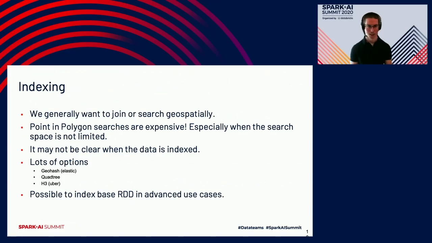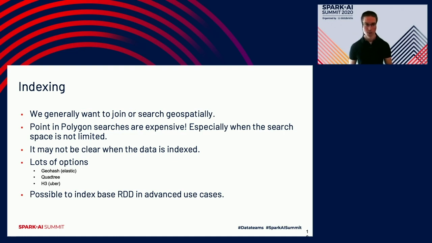So indexing, generally we want to do something with this geospatial data and we want to join on it or we want to search, see who's in what regions. So point and polygon searches are really expensive, especially when the search space is not limited. And that's pretty much what you get when you don't have an index. So it may not be clear when data is not indexed. In general, in Spark, it's just not indexed. You just have the data there. But if you're used to using some other platforms like Elastic or SQL, sometimes those indices get generated for you without you realizing it, and that's what can make your data really quick and appear really slow inside of Spark.